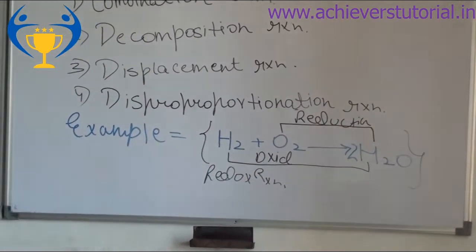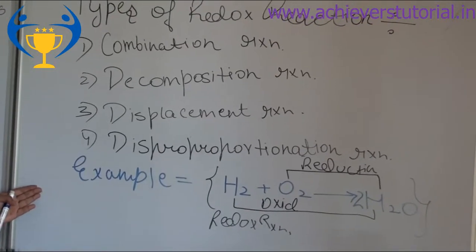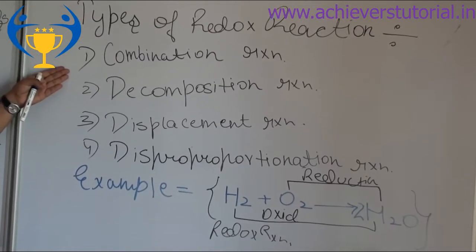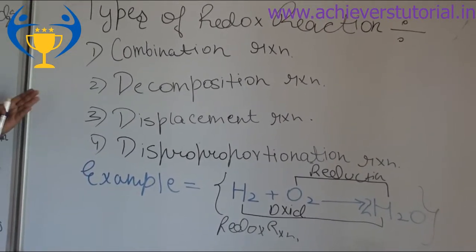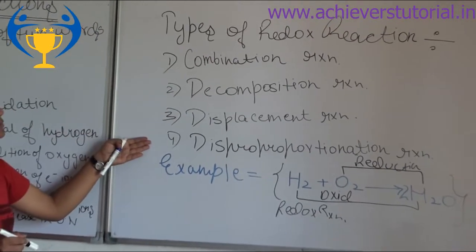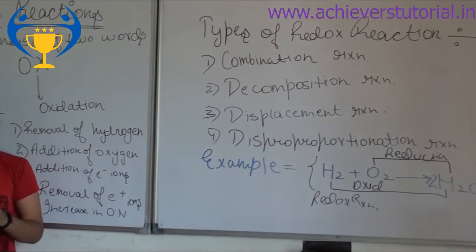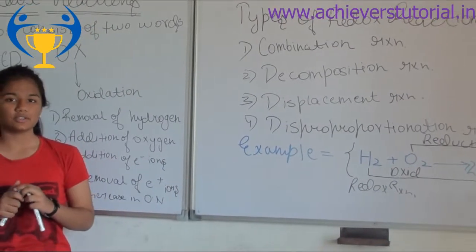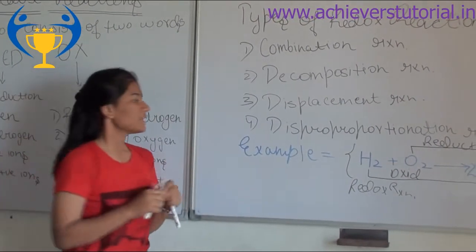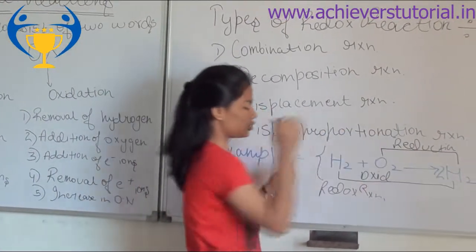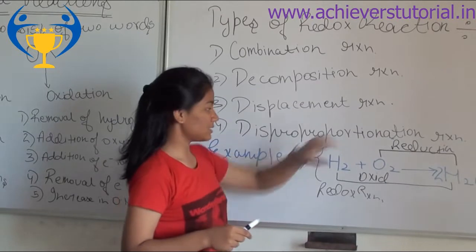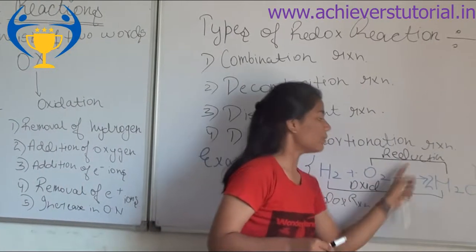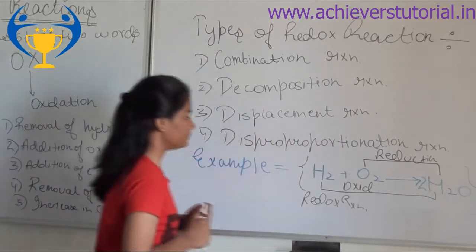Now, I will tell you about the types of redox reactions. Mainly, there are 4 types of redox reaction: combination reaction, decomposition reaction, displacement reaction, and disproportionation reaction. Combination reactions are those reactions in which 2 or more atoms combine with each other to form a compound. For example, H2 plus O2 gives 2H2O. Here, hydrogen is one element, oxygen is one element, and these elements combine together to form a single compound which is known as water or H2O.